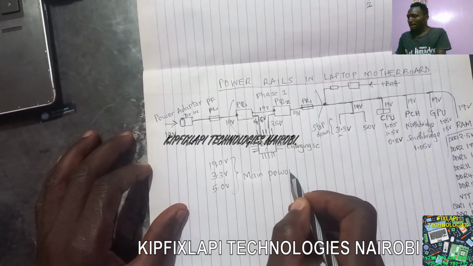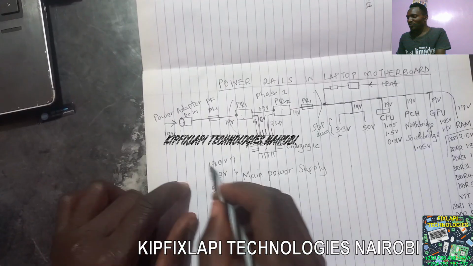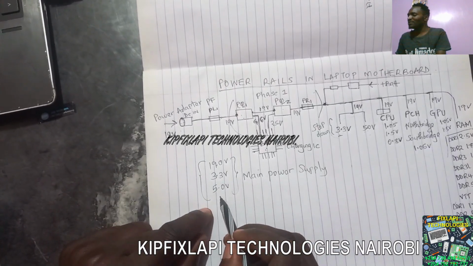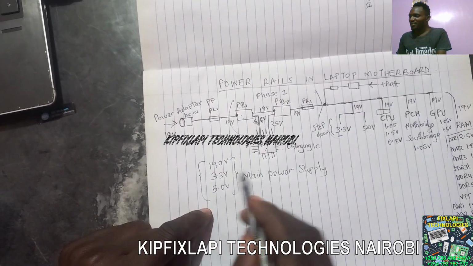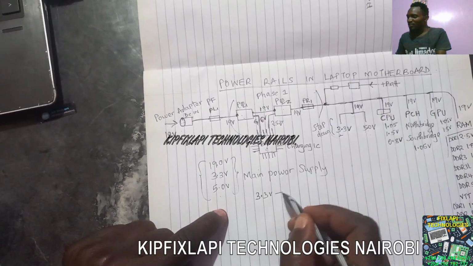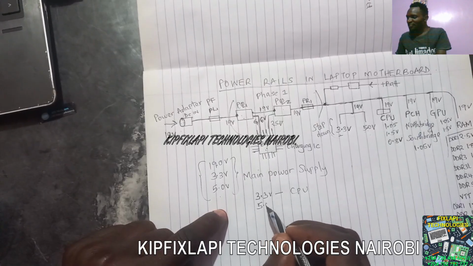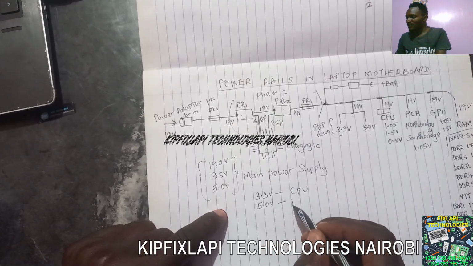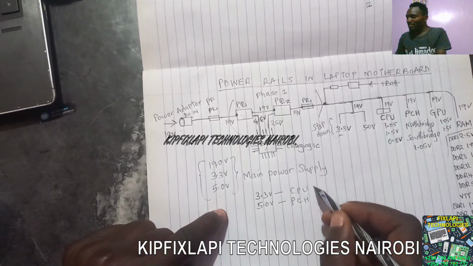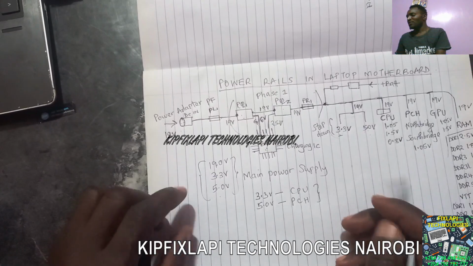And without any of this, you will be talking about no power in your motherboard, right? Yes, and we said that 3.3 voltage goes into the CPU. Then you have 5.0 voltage, that one goes into the PCH, and PCH and the CPU are one and the same thing, right? Yes.